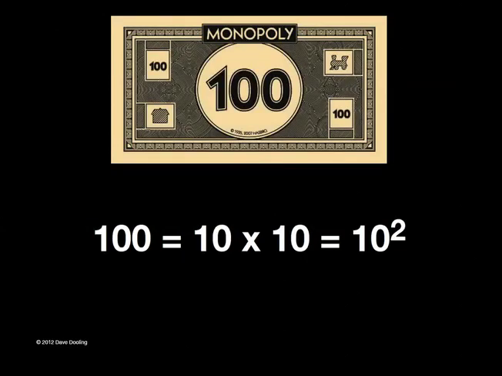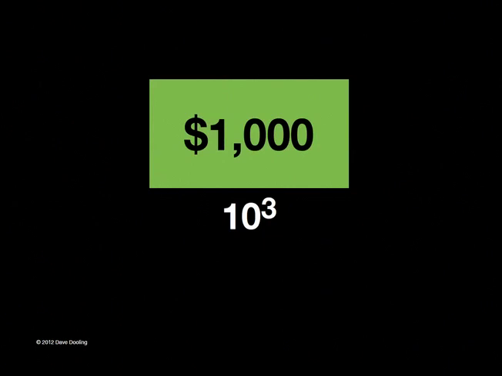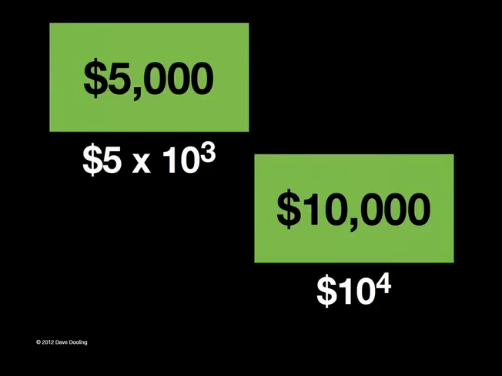Step up a little bigger, the $100 bill is 10 to the 2, or 1 followed by 2 zeros. $500 bill, 5 times 10 to the 2. $1,000, that's 10 to the 3. There are still a few $5,000 bills, 5 times 10 to the 3, and $10,000 bills, 10 to the 4, circulating.